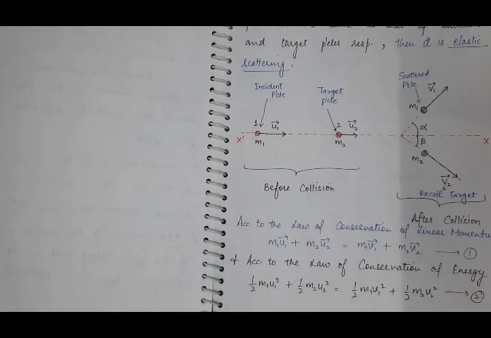As I have already told you, linear momentum and energy remain the same before collision and after collision. So the law of conservation of linear momentum and energy will hold good. According to the law of conservation of linear momentum, this equation will hold, and according to the law of conservation of energy, this equation will hold. It means kinetic energy before collision is equal to kinetic energy after collision. And this is the total linear momentum of the system before collision, and it is equal to the total linear momentum of the system of two particles after collision. So this is all about elastic scattering.